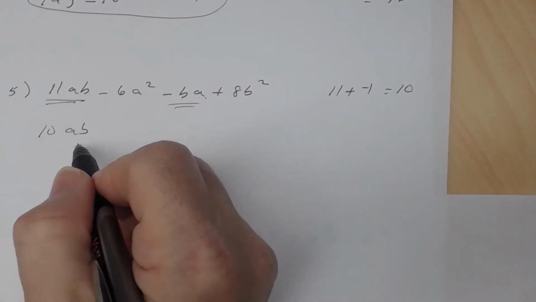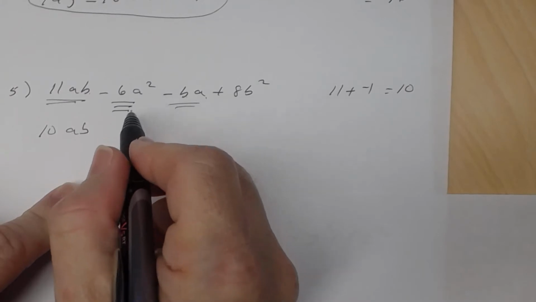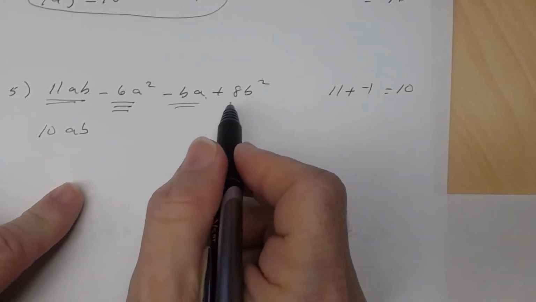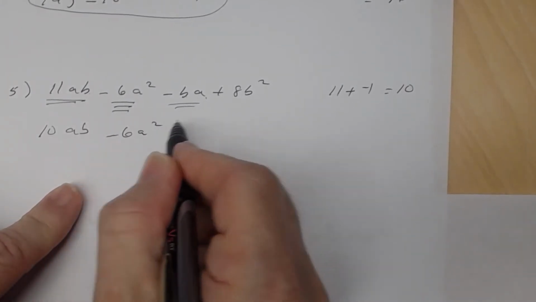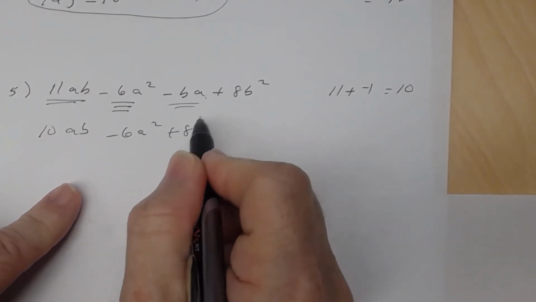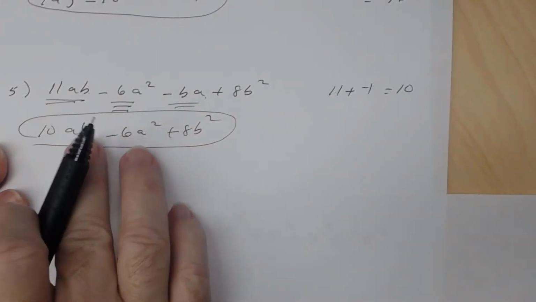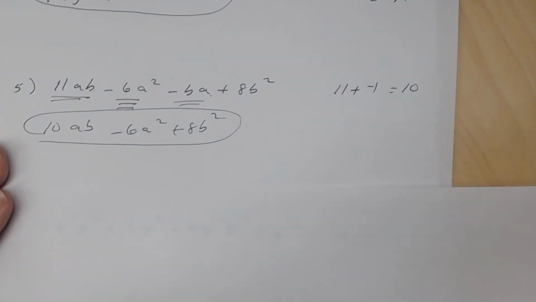Put it in alphabetical order. All right, the next one I see is a squared. Is there another term that has a squared in it? The answer is no. So I'm just going to go ahead and rewrite it. And the only thing left over is b squared. So just go ahead and rewrite it. Okay? So there's your answer. Now, those are not like terms, so leave them alone.